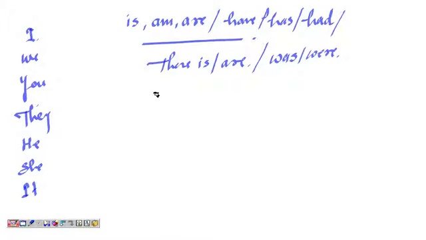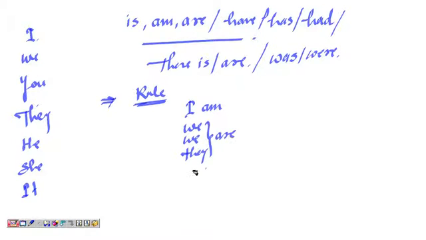Okay, let us sum up the first rule. The first rule is that I is used with am. We, you, they are generally used with are. He, she, it require is. Very simple, you already know all these things.